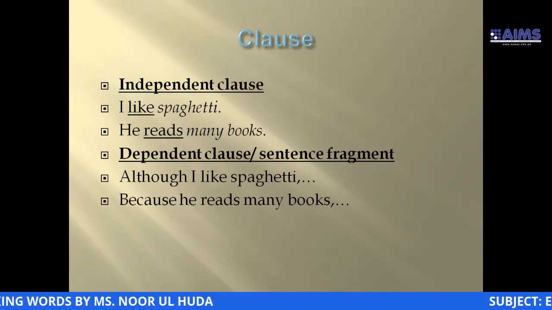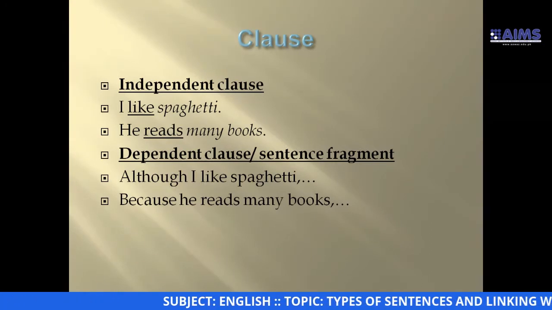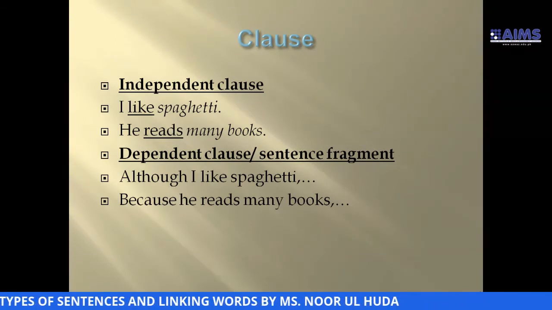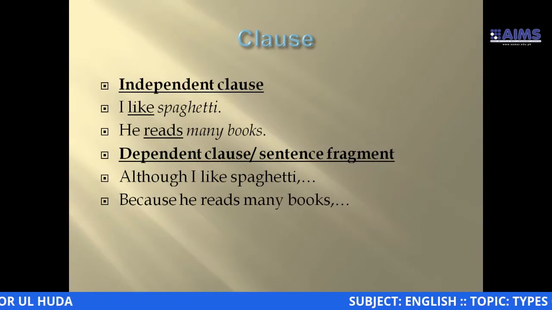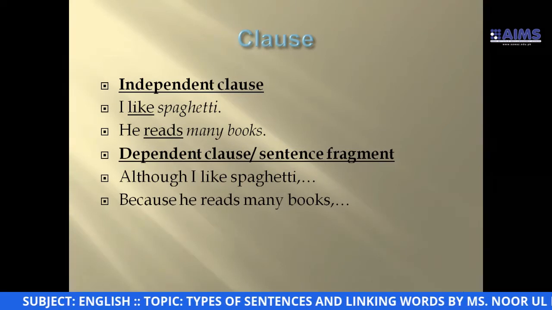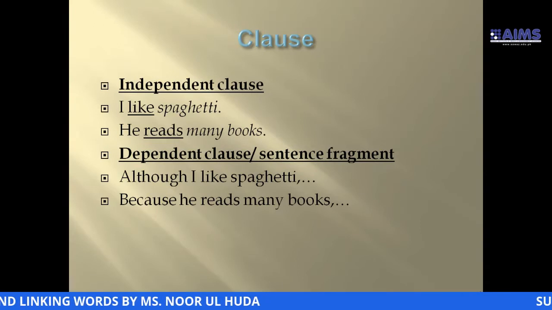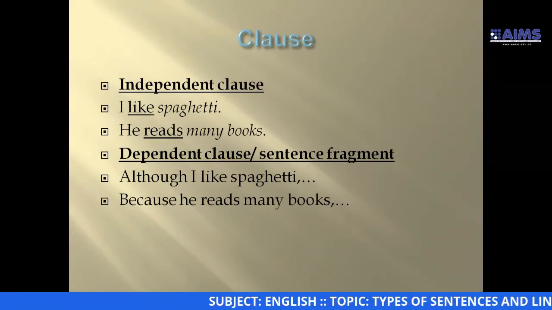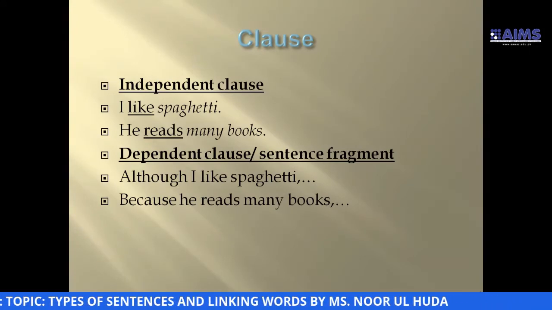because he reads many books. When we talk about "because he reads many books", if I'm including a connective word, the connector "because", it becomes dependent, and this is how we can say it is a fragment. Why do we call the dependent clause a fragment? Because a fragment is a part of a sentence. It's one chunk of the sentence. It cannot be the full or whole sentence.